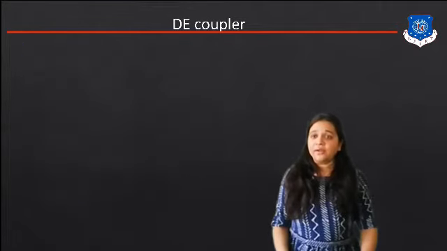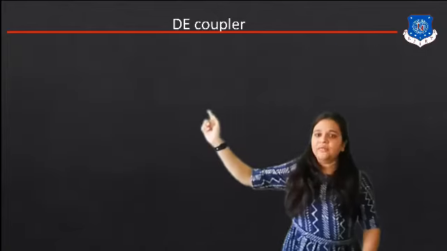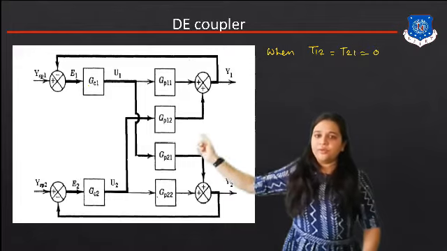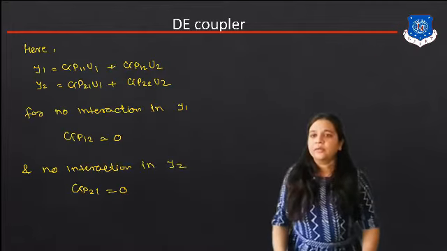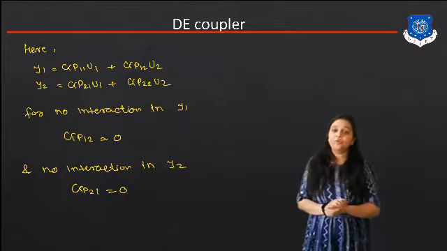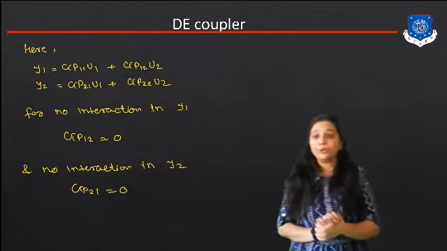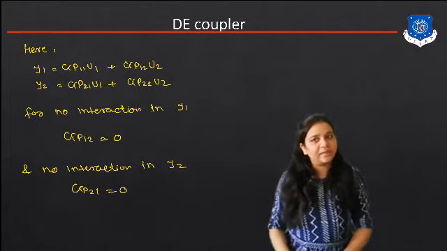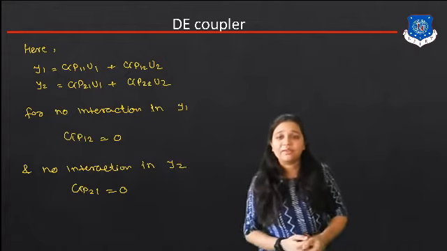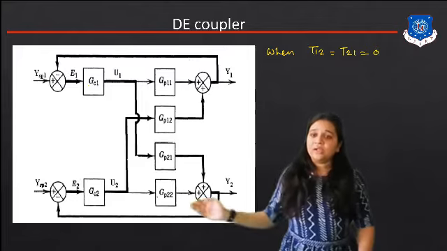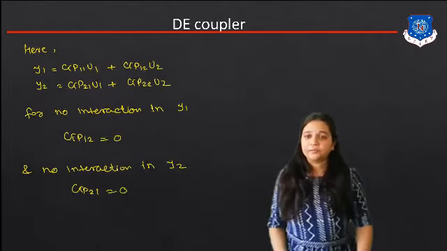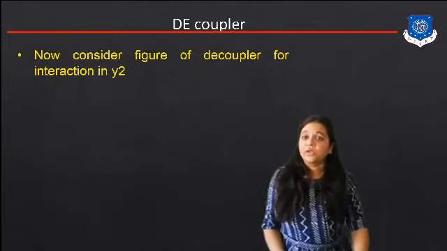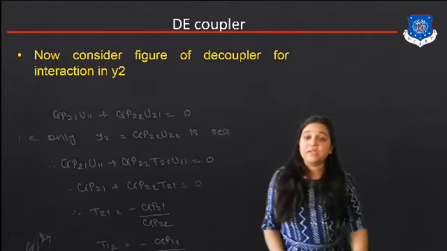So here Y1 is equal to GP11 U1 plus GP12 U2. Then Y2 is equal to GP21 U1 plus GP22 U2. Now there is no interaction in Y1, so we can take GP12 equal to 0. And there is no interaction with Y2 here, so we can write GP21 is equal to 0. Clear?